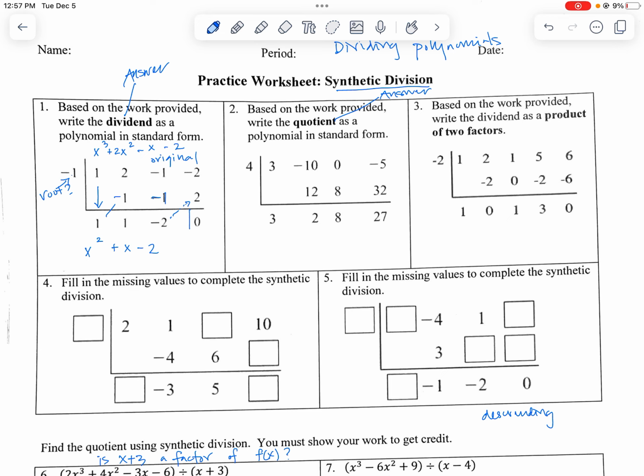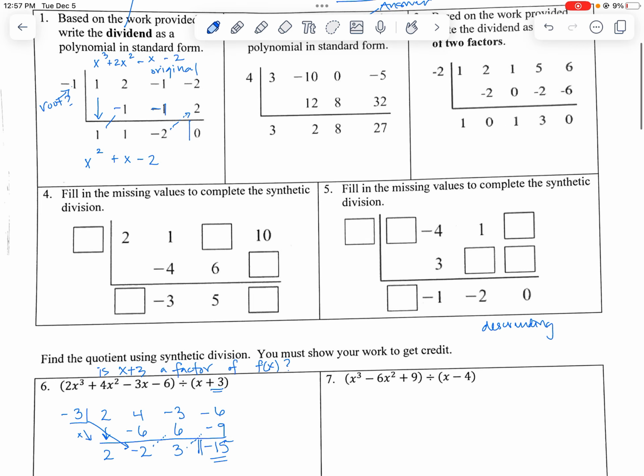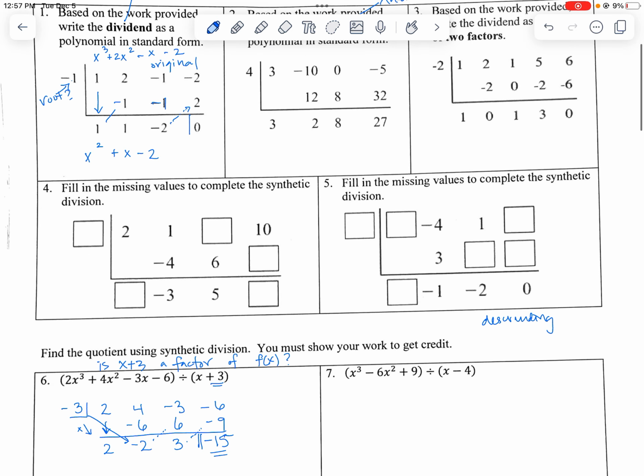Okay, so here we go. I want to move away from 2 and 3 as I think about this now, and I want to look at 4 right now. I'm trying to fill in some missing values. I know that I'm going to bring the 2 down, so that goes there. I know that something in this box times 2 has to be negative 4. That means it's negative 2, because negative 2 times 2 goes to negative 4.